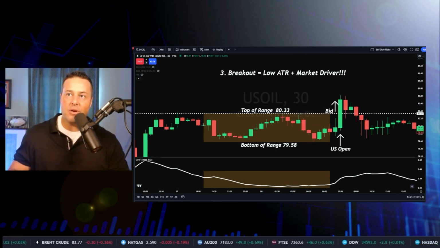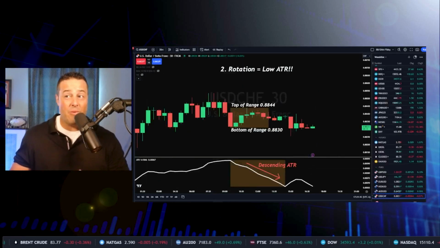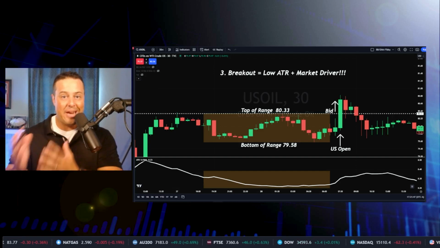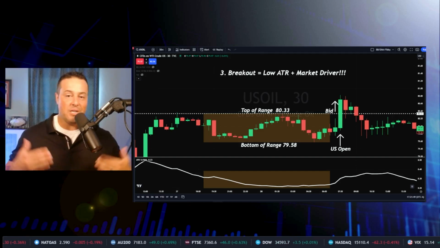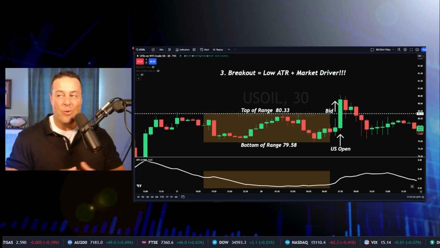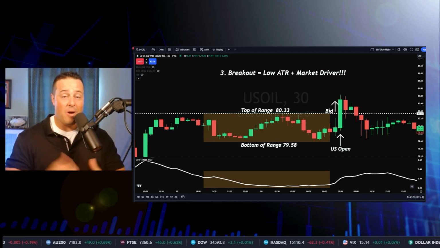So those are three different ways you can trade the ATR. You could trade a reversal, as we saw with Bitcoin. You could trade rotation, as we saw with the US dollar CHF, and also that US oil breakout type of trade. Really a versatile indicator and one that can put you into many, many trading opportunities. With the proper risk versus reward, it can be a profitable way to trade.